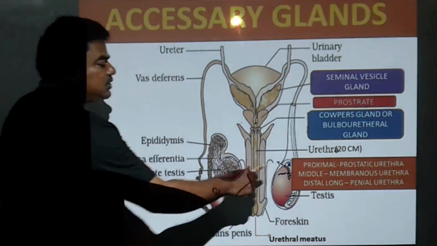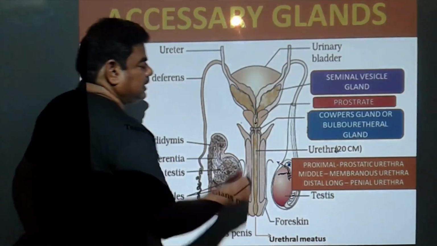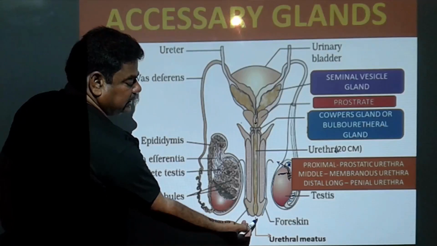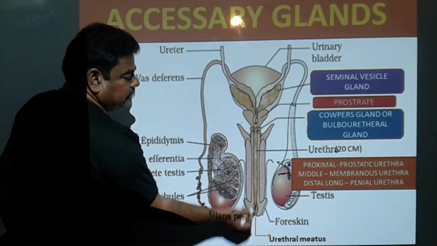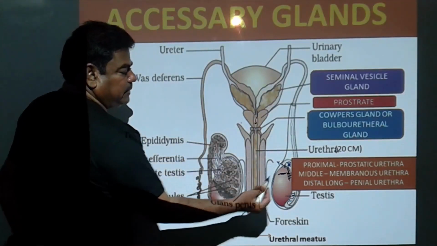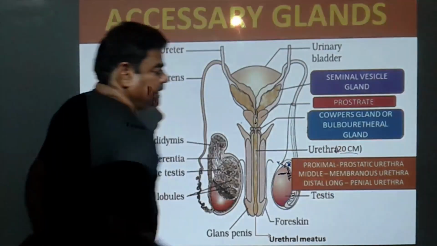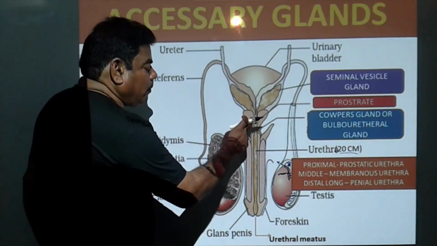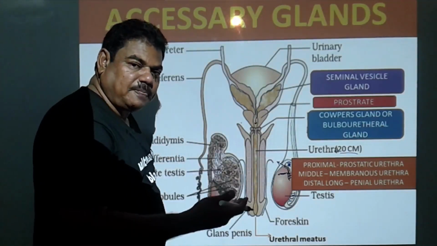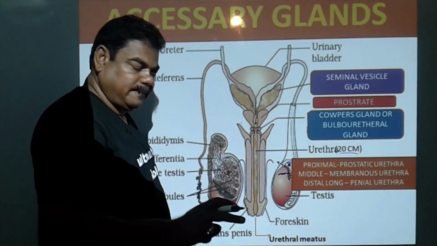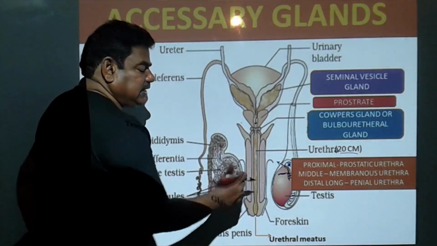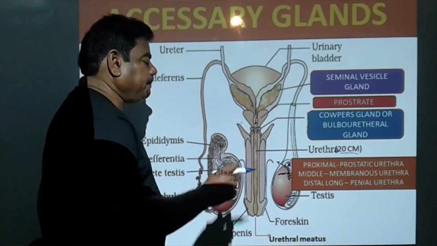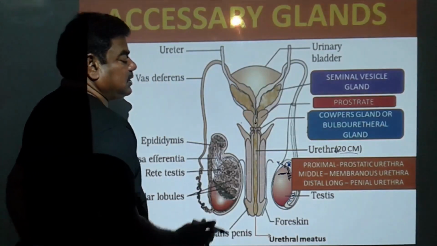Now see here, this is the urethra, which is 20 centimeters in length. Means from the urinary bladder up to the tip of the penis, this urethra measures up to 20 centimeters in length. The urethra is the common passage of sperm as well as urine. When urine passes, then sperm do not pass. When sperm or semen passes, then urine does not pass, like this.